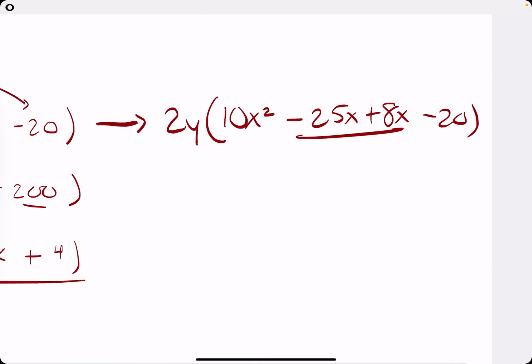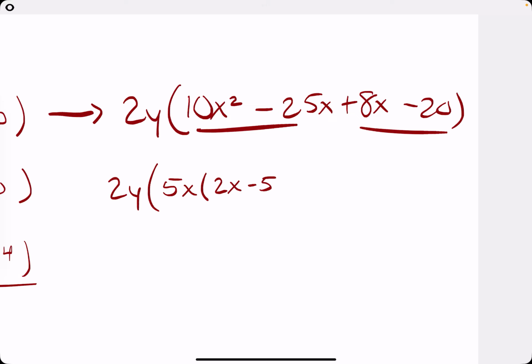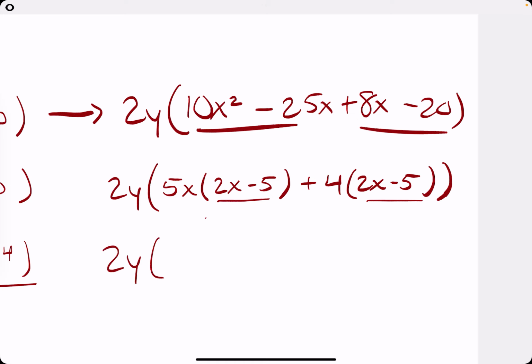Then you go the GCF route, and you factor out a GCF here and here. So you'd get 5x, which will leave you with 2x minus 5, and then plus 4, which is, whoops, no, sorry, I did it too fast. Factor out a 4, which is 2x minus 5. Again, we want these to match, so we can then factor that out. Factoring out GCF from here and here, we get 2x minus 5 times 5x plus 4.